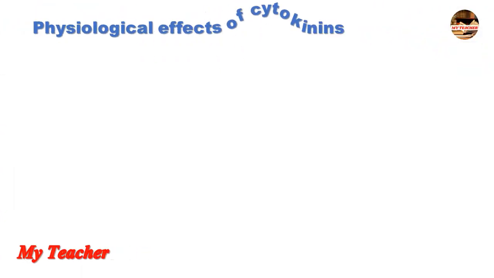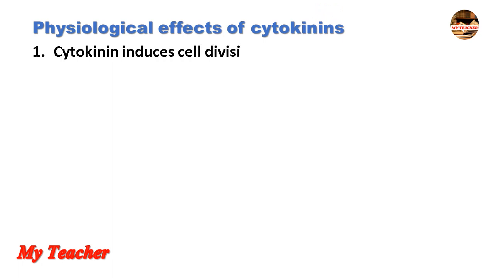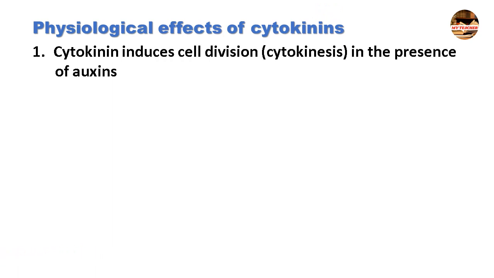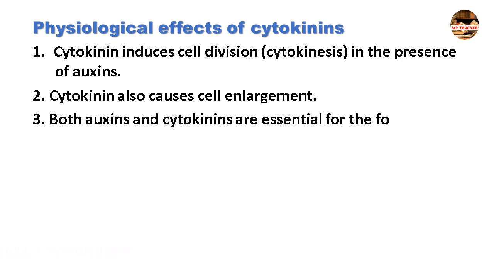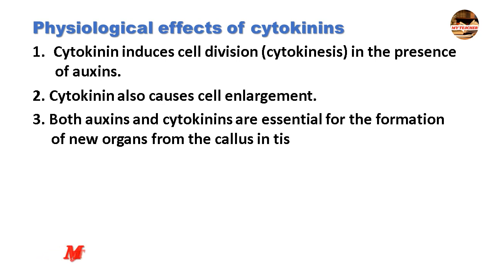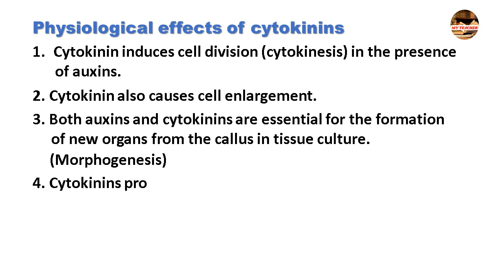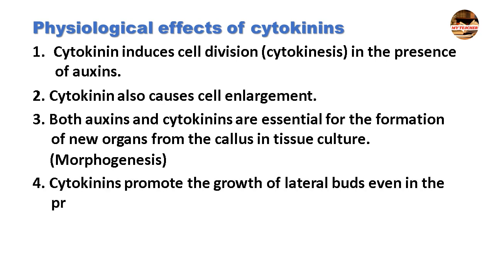Physiological effects of cytokinin. First one, cytokinin induces cell division. That means cytokinesis in the presence of auxins. Second point, cytokinin also causes cell enlargement. Third one, both auxins and cytokinins are essential for the formation of new organs from the callus in tissue culture. That process, formation of new organs, is called morphogenesis.